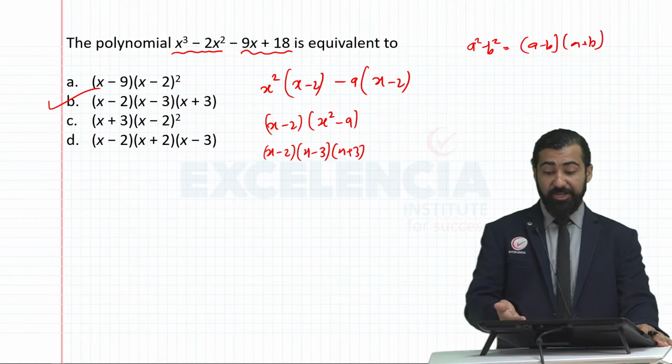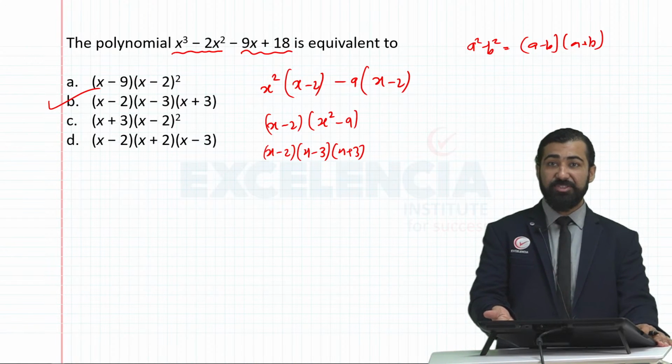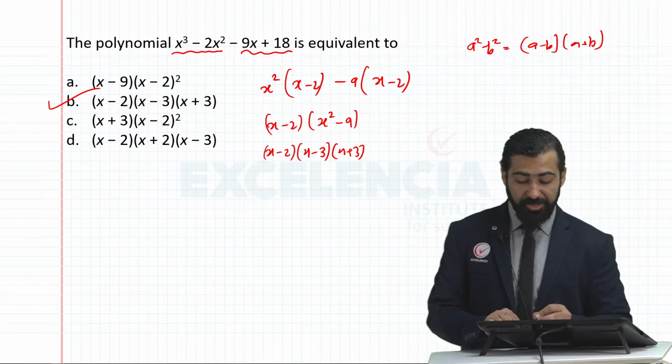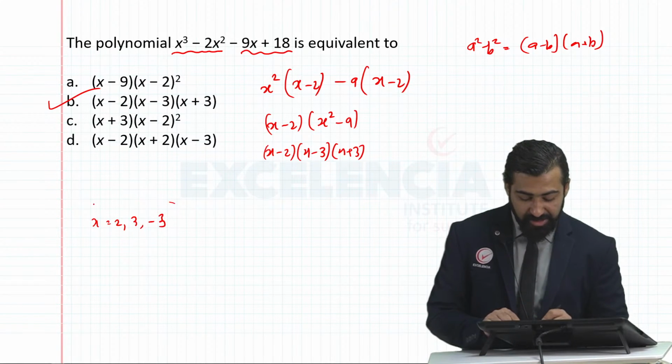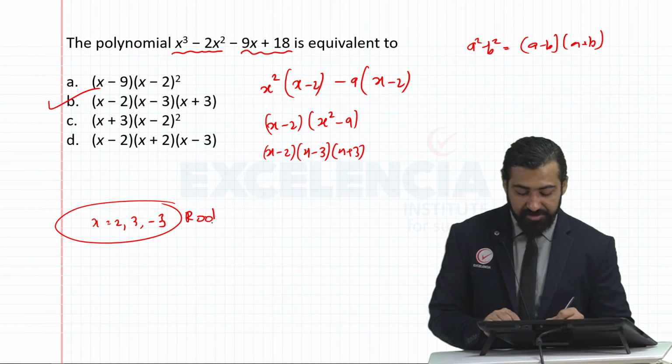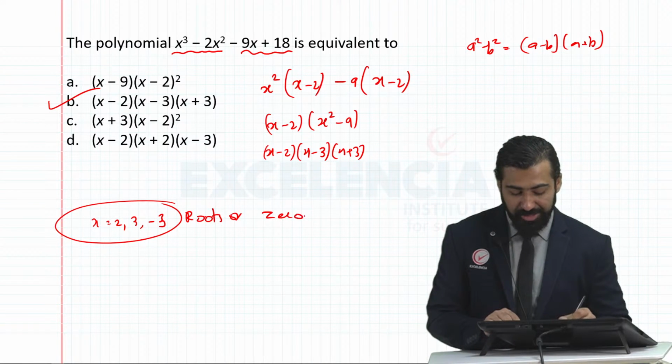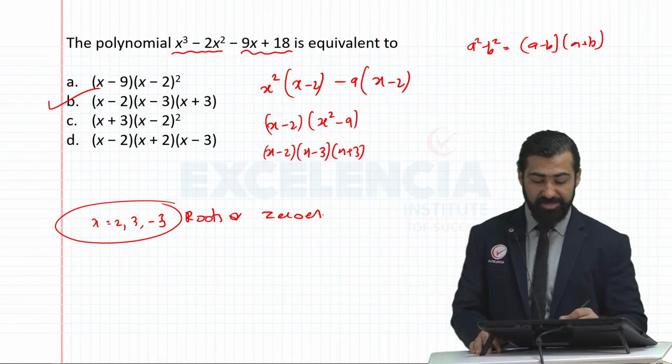Also, when I equate each of these polynomials to 0, suppose I equate b to 0, I'll get x is equal to 2 or 3 or minus 3. These are called roots or zeros of the polynomial. Again, you have studied this in one of the previous classes.